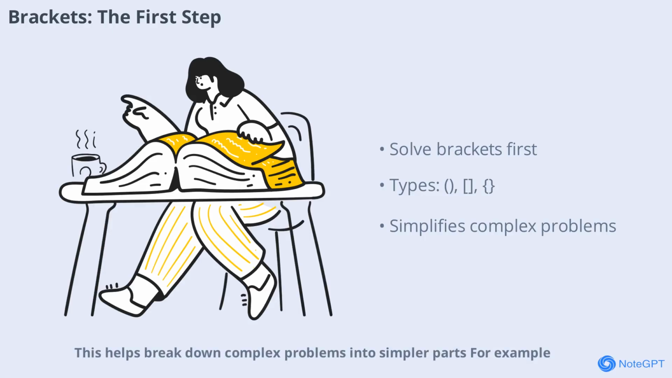For example, in the expression 2 times (3 plus 4), you must add 3 and 4 first because they are inside the brackets. Only after that do you multiply by 2. Brackets make calculations clear and organized.